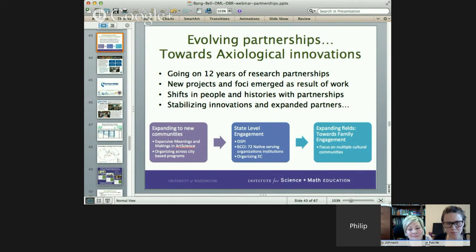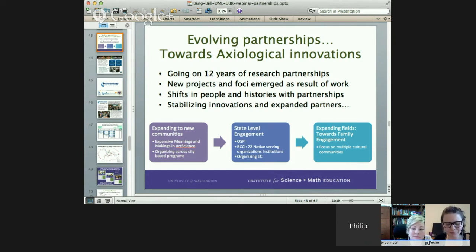How is it that you bring in new people to a longer-term partnership? And then how do you continue to think about what I'm calling stabilizing innovations and expanding partnerships, particularly in non-dominant communities? And so we've been thinking about how is it that you expand some of these insights to new communities. We have a new project with a community here in Seattle.